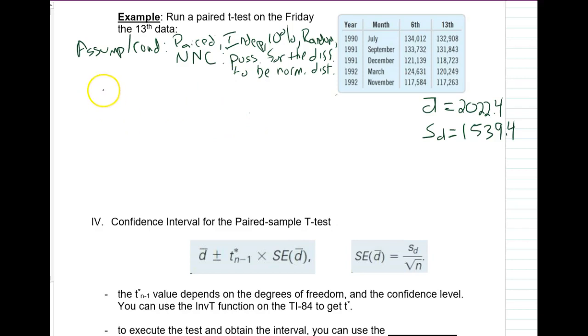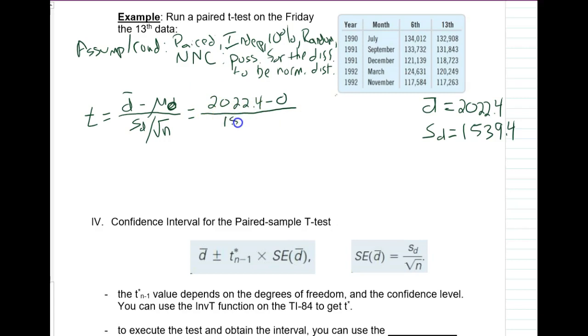What we're going to do is calculate our t-statistic. We're going to take d bar minus our mu 0, and divide by the standard error, which is the standard deviation of the differences divided by the square root of the number of pairs. So this ends up being 2022.4 minus 0, and then we divide this by 1539.4 divided by the square root of 5.